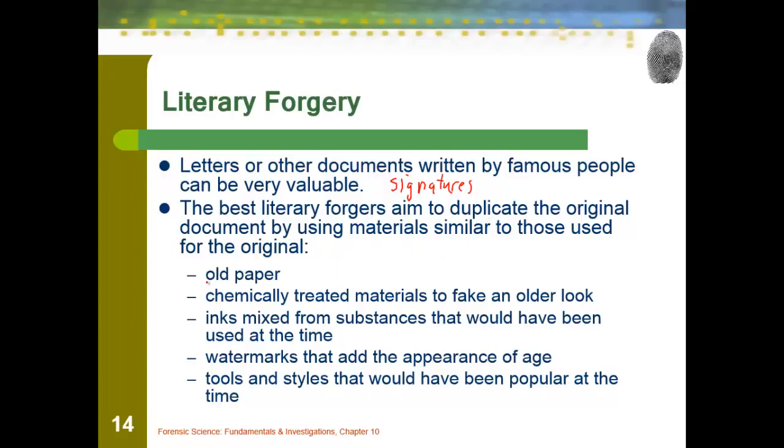So if you can look at finding old paper to do the signature on, that makes it more authentic looking, that could potentially help. You can use chemically treated materials to fake an older look. You want to try to make it look older. So how could you do that? Inks mixed with substances that would have been used at the time period. Watermarks that are added to the paper's appearance to make it look more aged. The tools and styles at the time of the forgery would also be very important there.